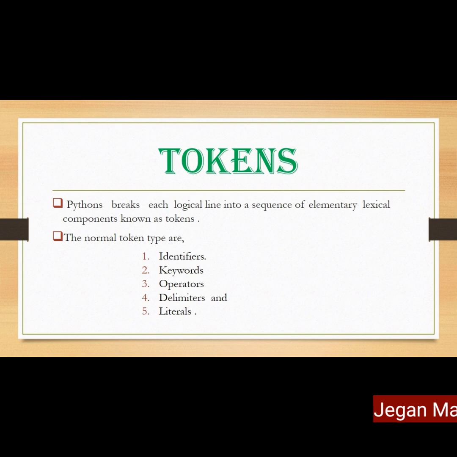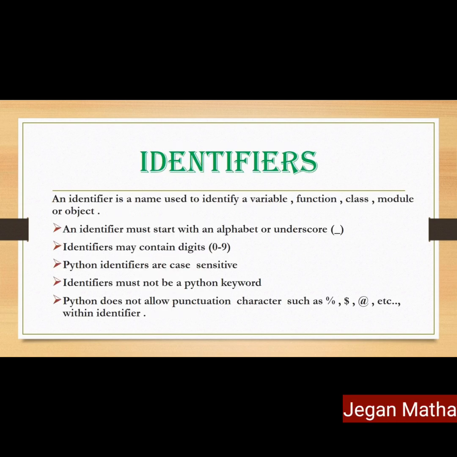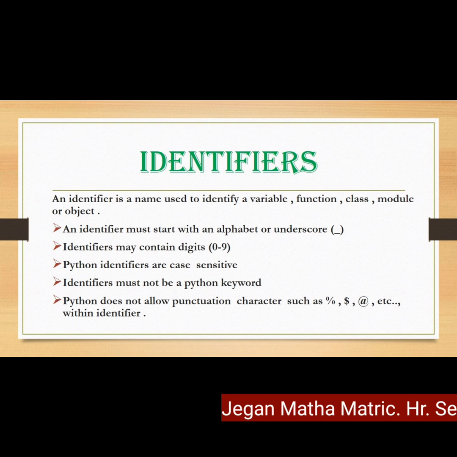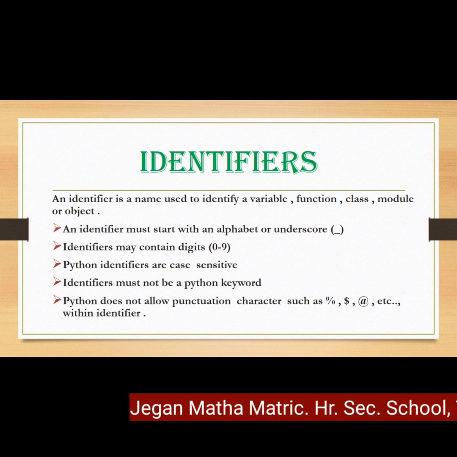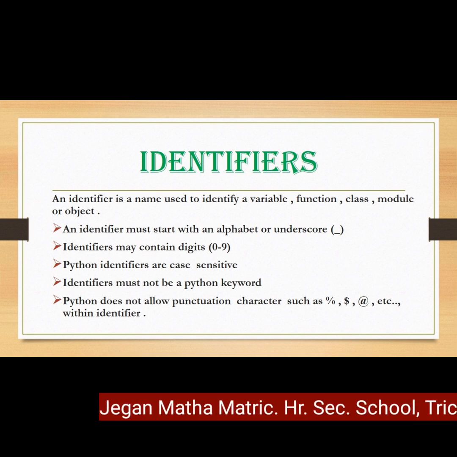Now we will start with identifier. In simple words, an identifier is also called a variable. An identifier is a name used to identify a variable, function, class, module or object. The following rules are used to create an identifier.